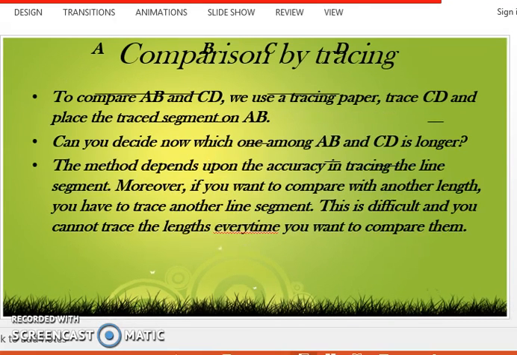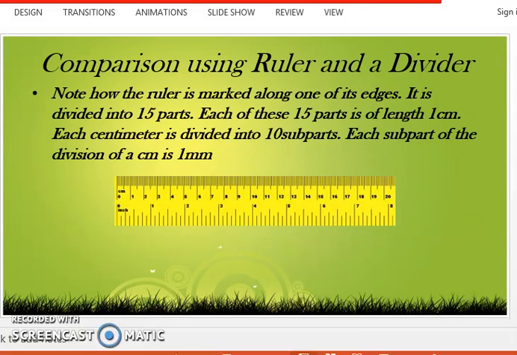We can make a comparison by tracing. To compare AB and CD, we use a tracing paper. Trace CD and place the traced segment on AB. Can you decide now which one among AB and CD is longer? This method depends upon the accuracy in tracing the line segment. Moreover, if you want to compare with another line of another length, you have to trace another line segment. This is difficult and you cannot trace the lengths every time you want to compare them. So we also need a better way to make a comparison.